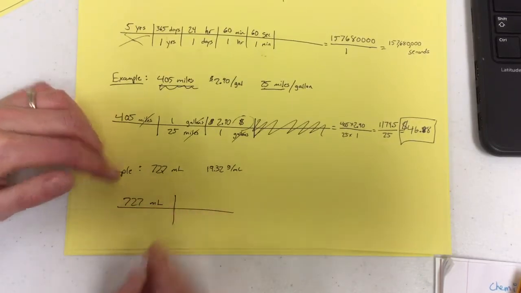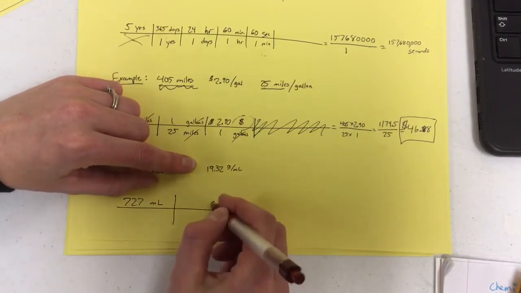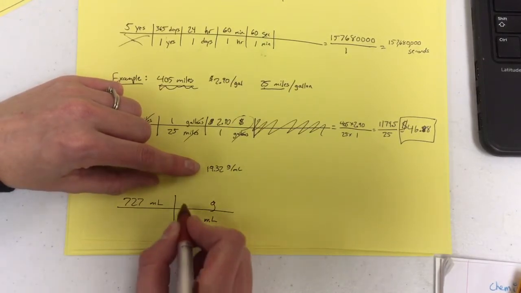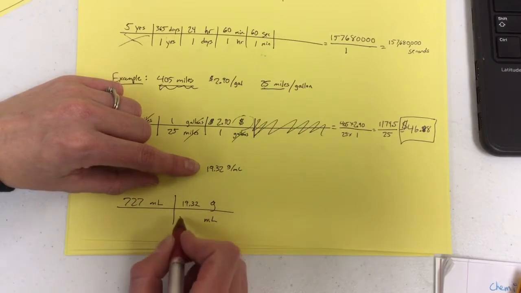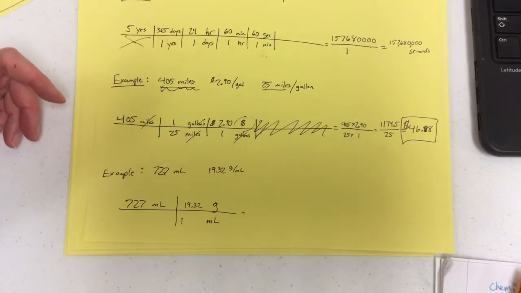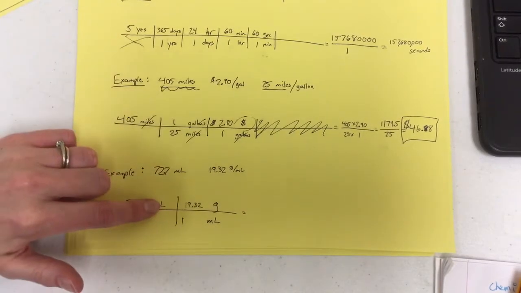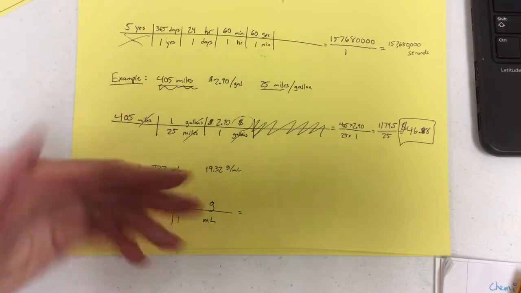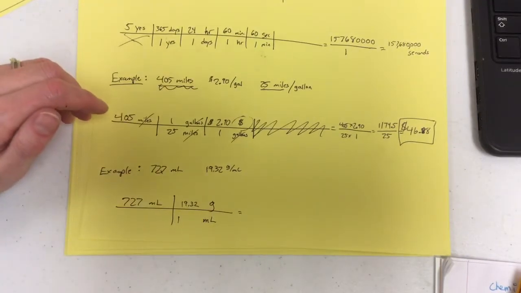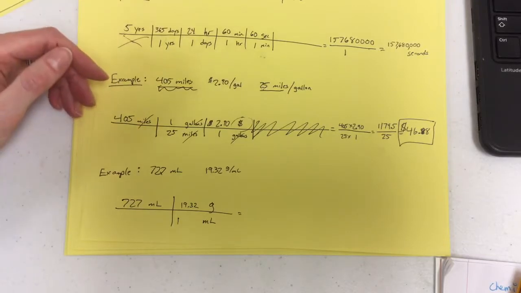727 milliliters. We got to get the milliliters to cancel out, so we put them on the bottom, and then grams goes on top. So it's 19.32 grams per milliliter, and so we end up multiplying those just like we did in class. It's the same idea. So you can switch that if you need to. Maybe this is grams and you want to know how many milliliters it is. You would use the density upside down there, with the number on the bottom and the 1 on top. But it always works out every time.